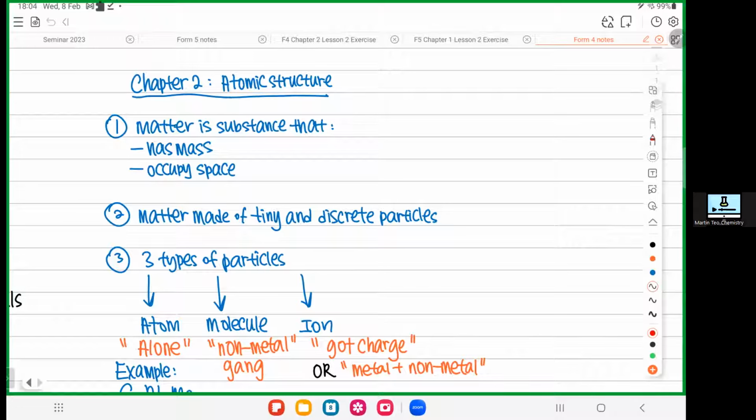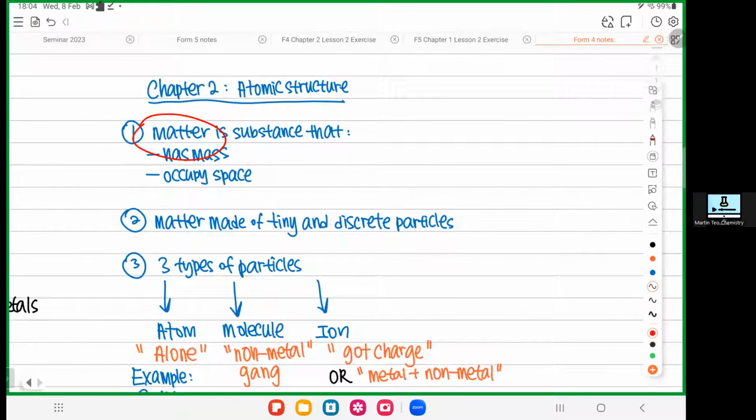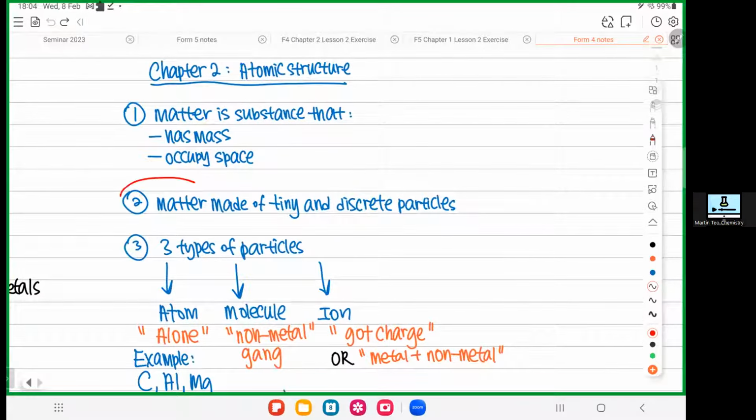Yeah. So we learned what is matter. Anything that has mass and occupies space is classified as matter. We are doing a quick summary here. So we know all the matter, all the chemical substances, are made from tiny and discrete particles. Okay, what do we mean by discrete? Discrete means the particles can be separated. So that is what we call discrete.